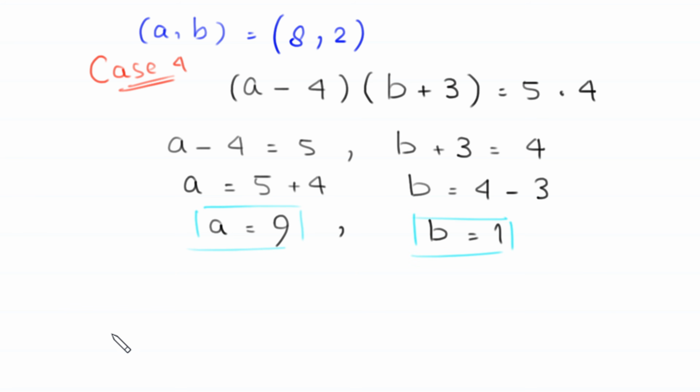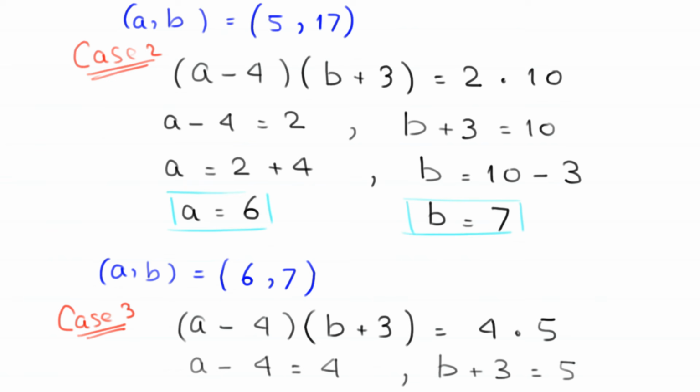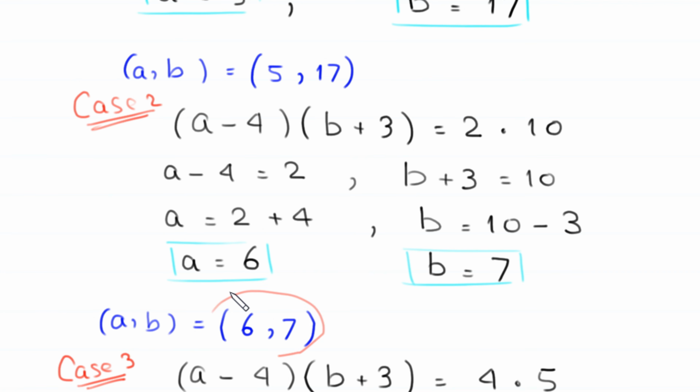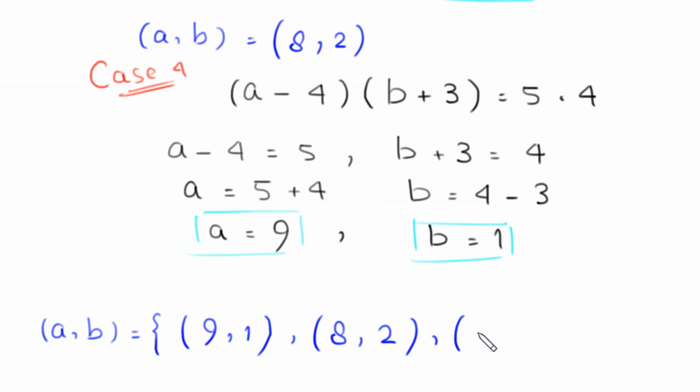So the final set of solutions of a comma b will be: the first pair is 9 comma 1, second is 8 comma 2, the third pair is 6 comma 7, and the fourth is 5 comma 17. This is the final answer of this problem.